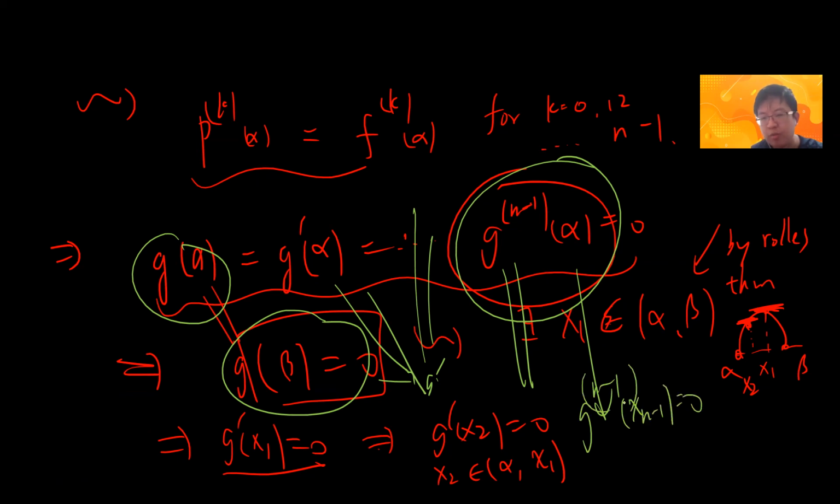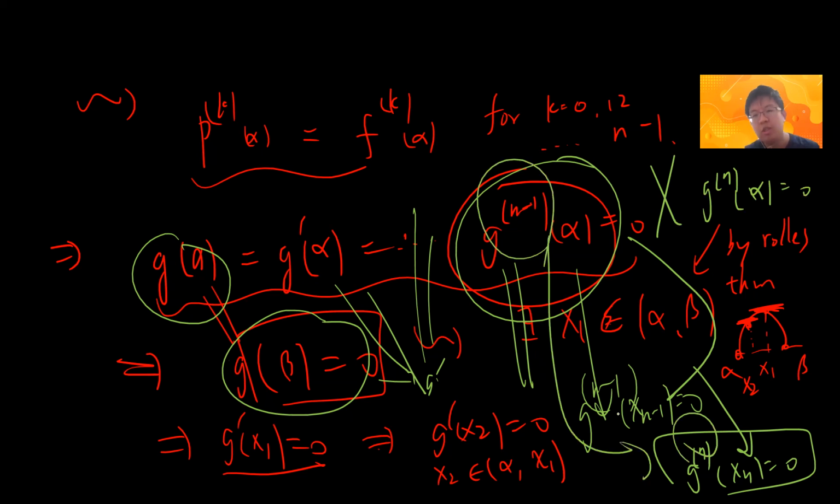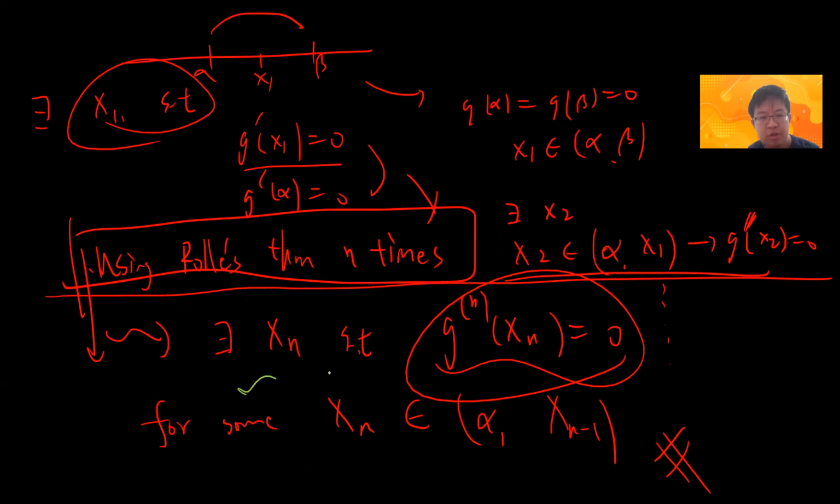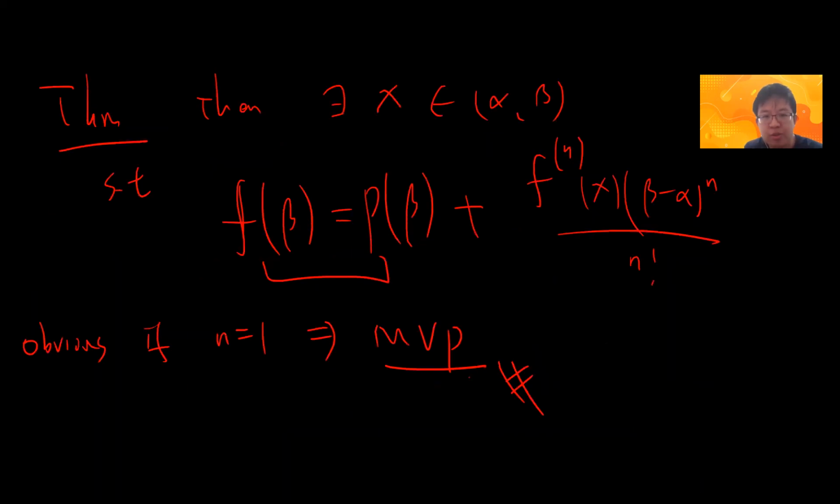So this is the final step where you use Rolle's theorem again. You start from here and use it again, and you get g_n of x_n is 0. Up to here, you cannot use Rolle's theorem again because there is no further point where g_n of x is 0. So this is the final step, you go from n minus 1 to n. Just using Rolle's theorem n times, you can prove the so-called Taylor theorem.